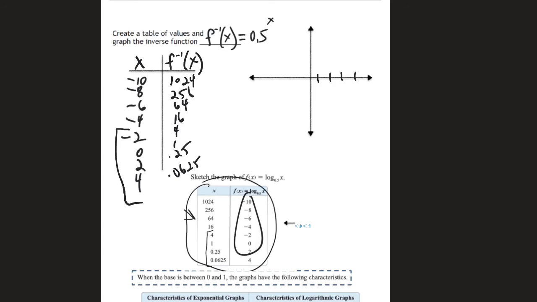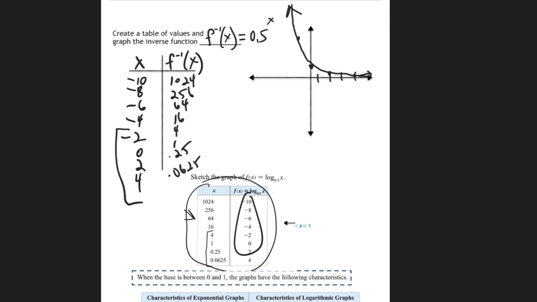I'm going 2, actually I'm not going down, I'm going up. I need to go 4 over, up, right there it is. 2 over, up a quarter, 0 over, up 1, -2 is up 4. And so if I were to draw this, it would look something like this, where it is slowly approaching 0, and that's what that would look like.